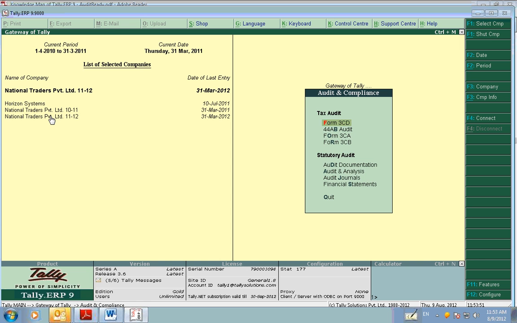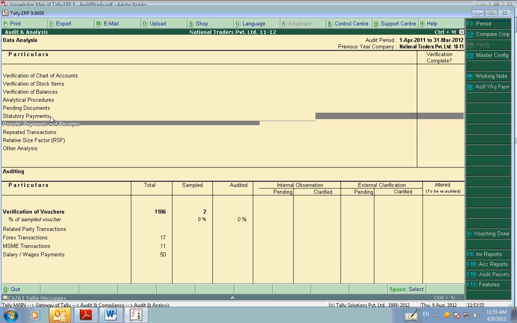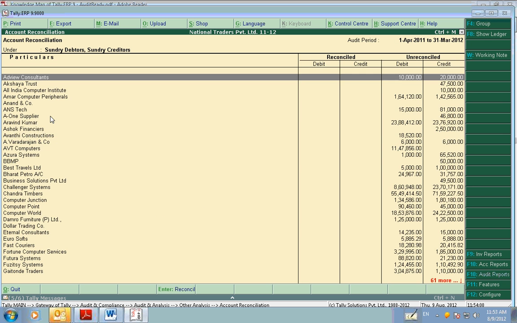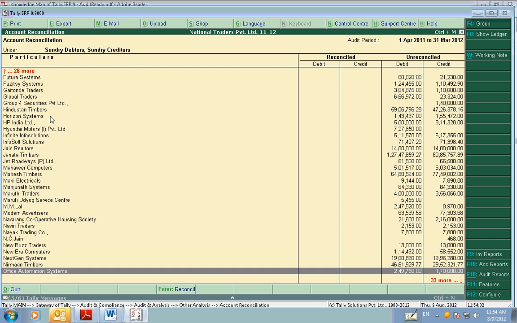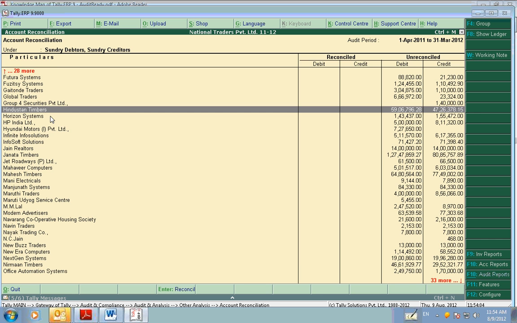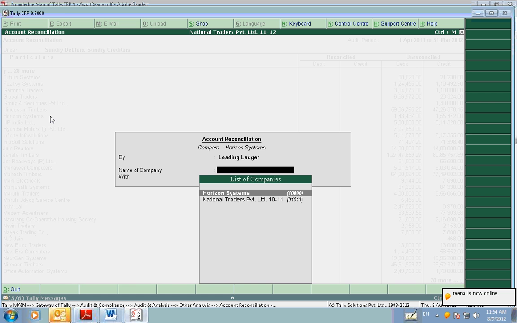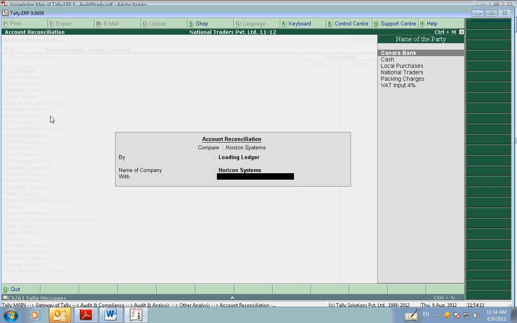So through the National Traders company, we were checking on this particular account reconciliation to see whether the ledger accounts are matching in both the books of accounts. So this is all about your account reconciliation. So we selected Horizon Systems, right? Now I'm loading the ledger, provided the company is loaded, Horizon Systems, is it not?